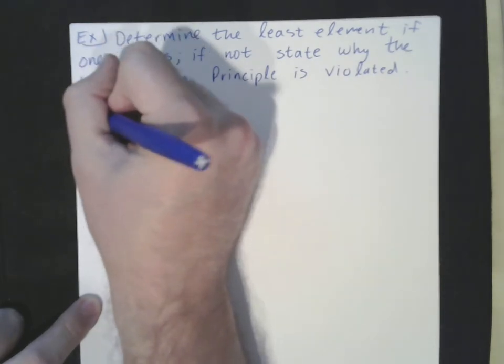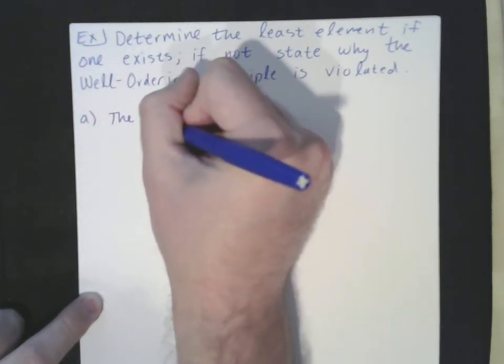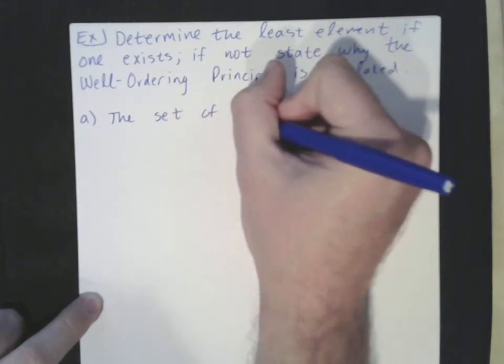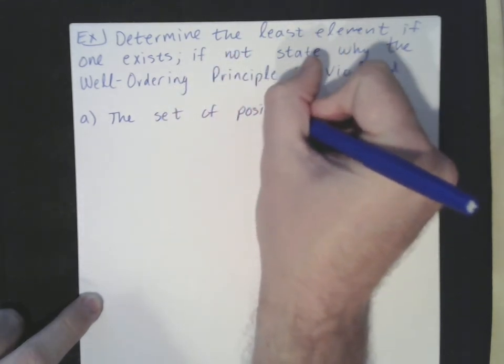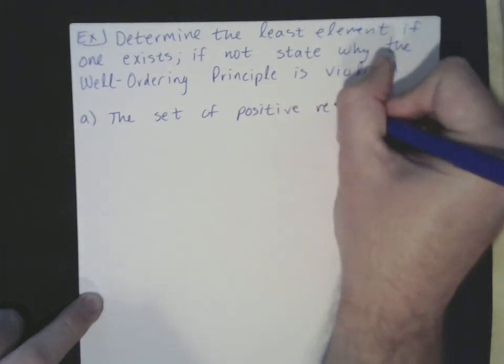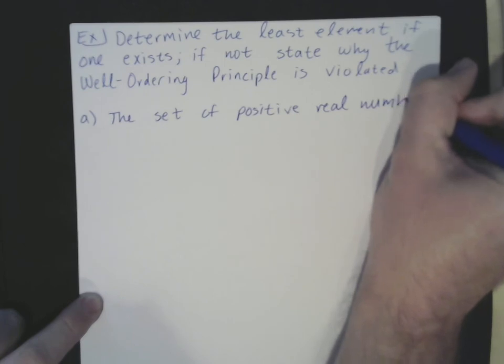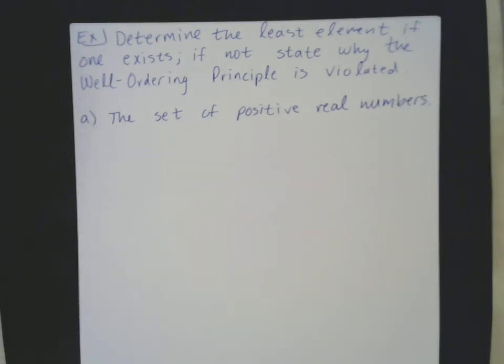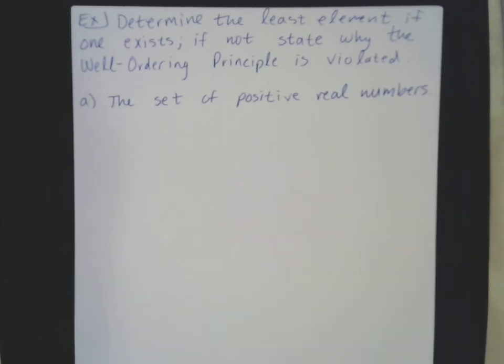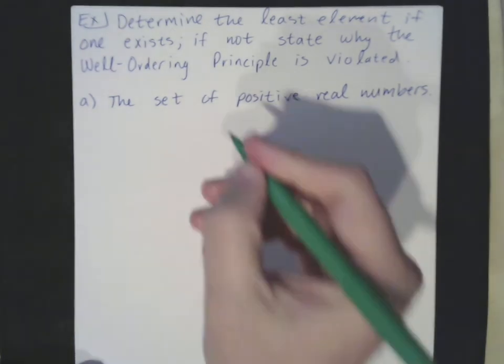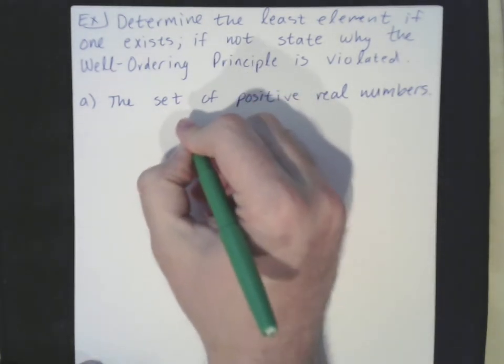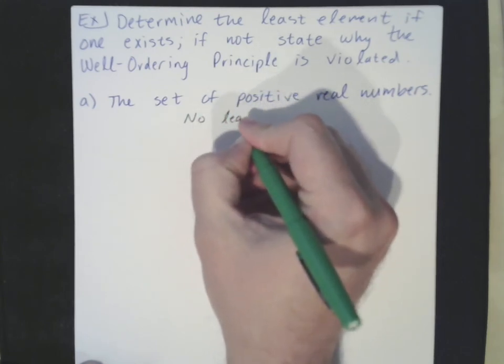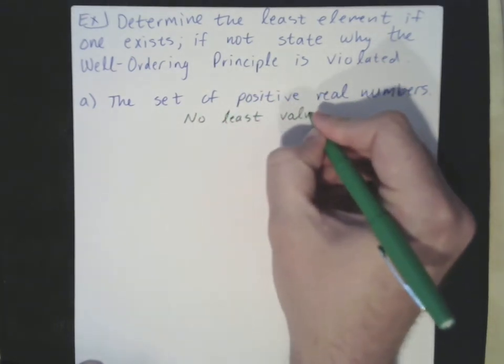So we're going to start with the set of positive real numbers. So basically every time in this example we're asking, does this have a least value? And the answer is no. There's no least value.